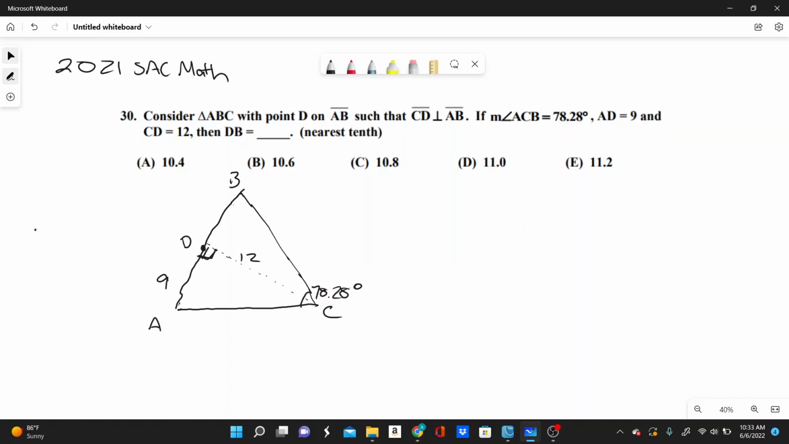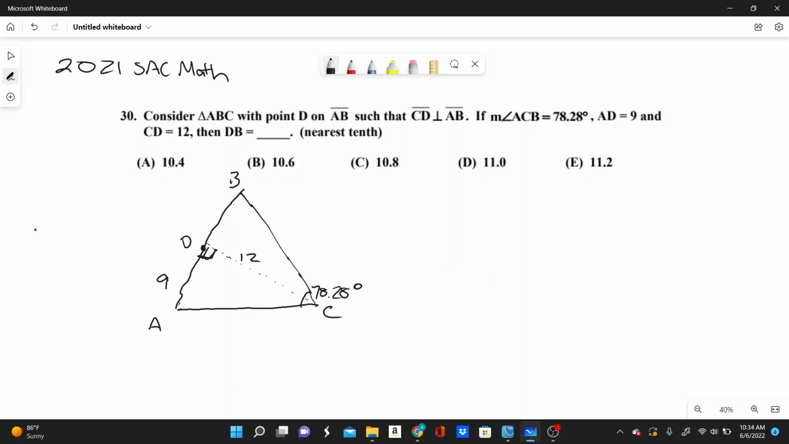Let's see. Alright, so here's what we can do. First of all, if you ever don't know what to do with these problems, my suggestion is to just find information that you know how to find. And for me, that first thing is recognizing that ADC is a right triangle, and we can use the Pythagorean theorem to find AC. That ought to get us at least somewhere.